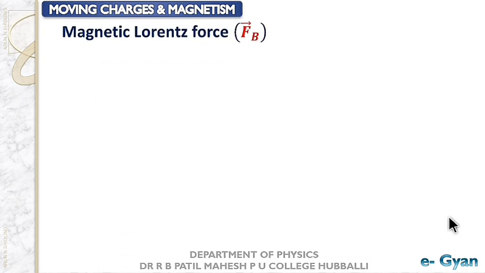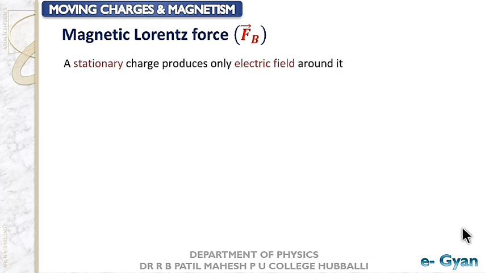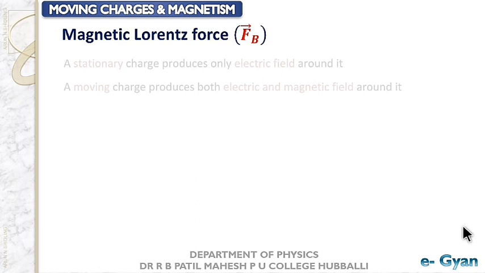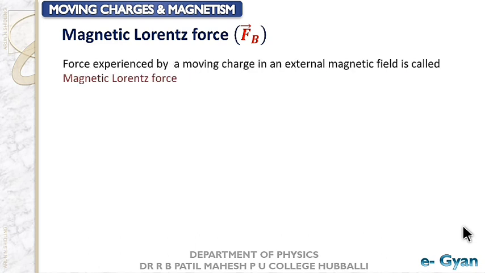We are going to study magnetic Lorentz force. Before I start this topic, let me tell you that we need to know 2 points. First point is, a stationary charge produces only electric field around it, and a moving charge produces both electric and magnetic field around it. So magnetic Lorentz force is the force experienced by a moving charge in the presence of external magnetic field.